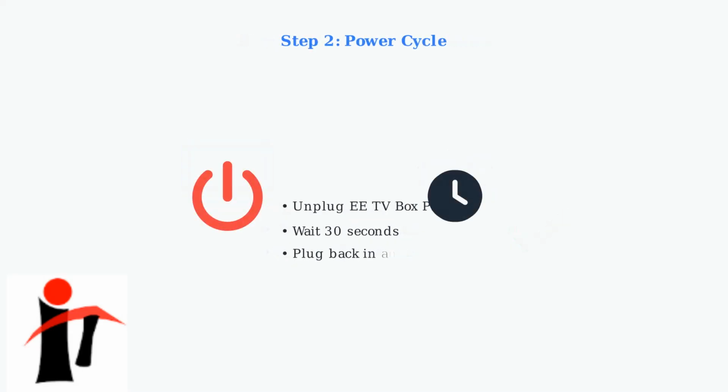A simple power cycle can often resolve temporary glitches. Unplug the EE Box Pro for 30 seconds, then reconnect it. This clears the device's memory and reestablishes connections.